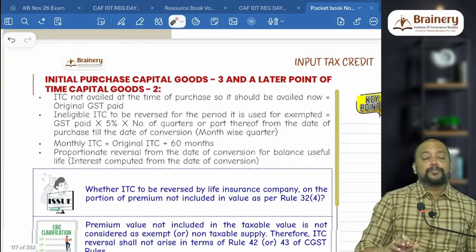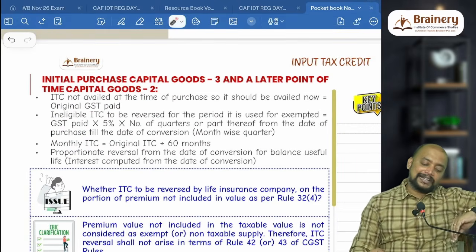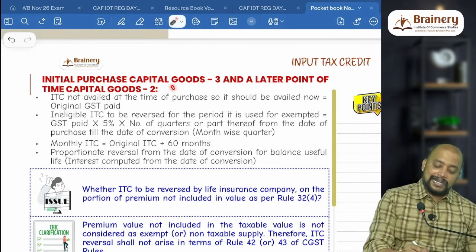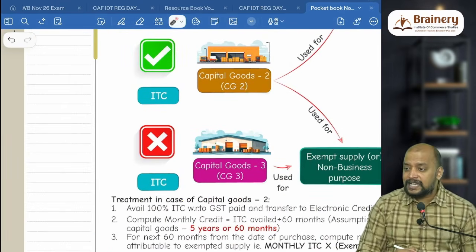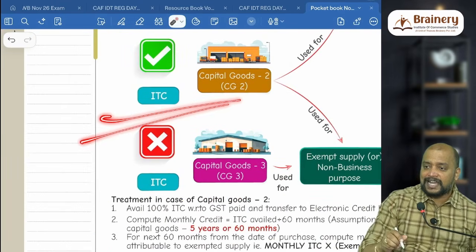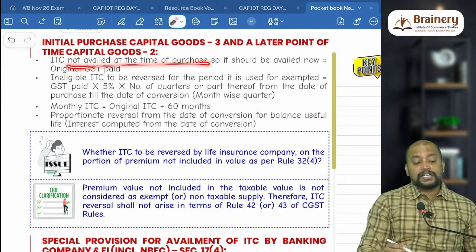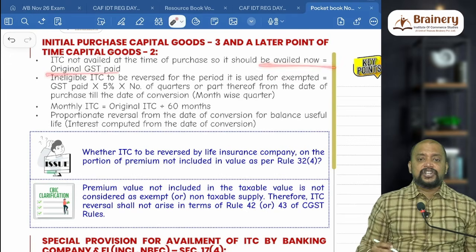Then next, suppose initially you purchased and used for CG3 and at a later point of time it is used for CG2. Can we avail the ITC? Here, CG3 means at that time we have not availed ITC. So now only we are availing the ITC and we consider it as common ITC. ITC not availed at the time of purchase, but it should be availed now, nothing but GST paid.